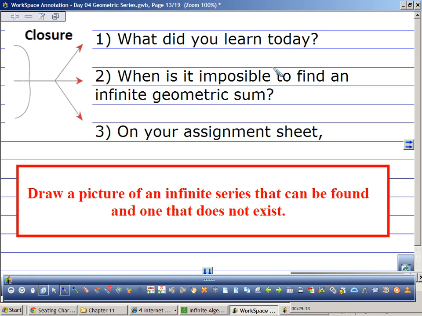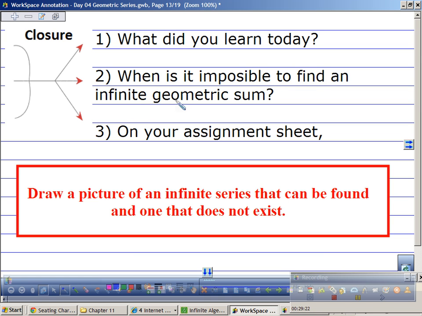Okay. What did you learn today? Geometric series and infinite series. Good. When is it impossible to find an infinite geometric sum? When it's getting bigger and bigger and bigger, you can't do that. On your assignment sheet, draw a picture of an infinite series that can be found and one that does not exist. What does that mean?